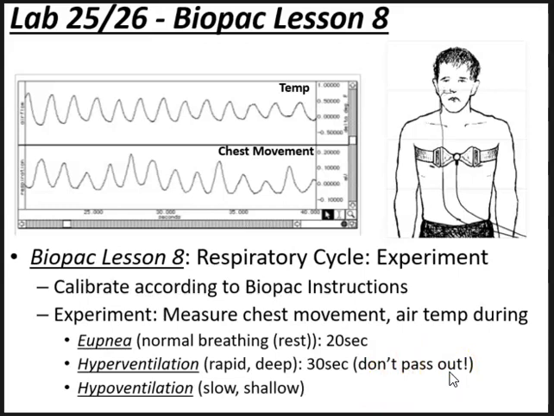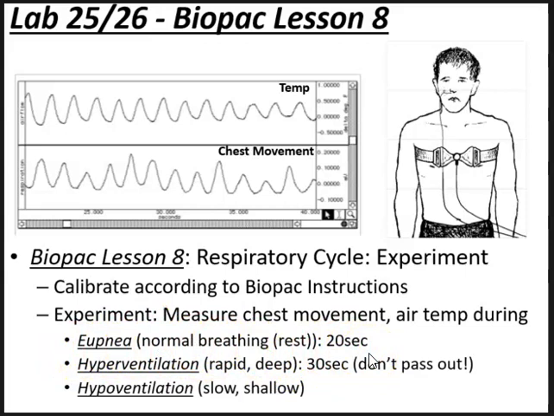So these are the 3 conditions that we are going to take a look at. The first one being eupnea. Now, eupnea means normal breathing or breathing at rest. So eu means normal, pnea means breathing, so normal breathing. And we will measure normal breathing or breathing at rest for about 20 seconds.